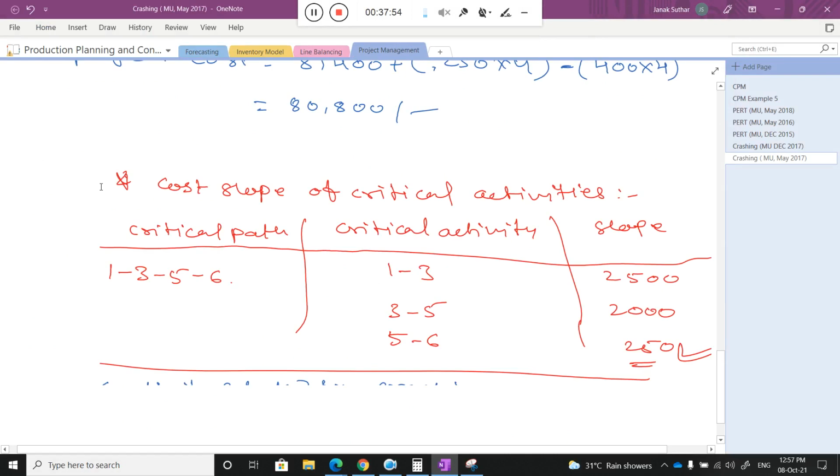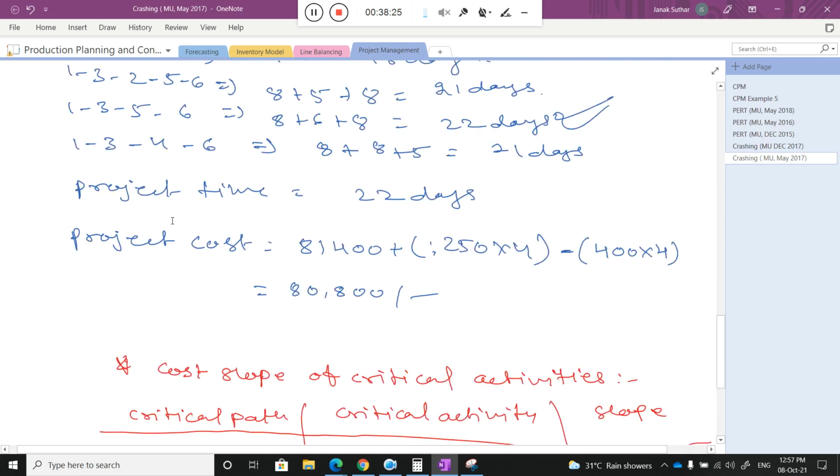Now this is the cost of the critical activity. Now just let me know, class, for time reduction which activity I will select. 5 to 6, very good, because the time with respect to that activity is less. You can say the cost with respect to that activity is less, so that's why I select 5 to 6.